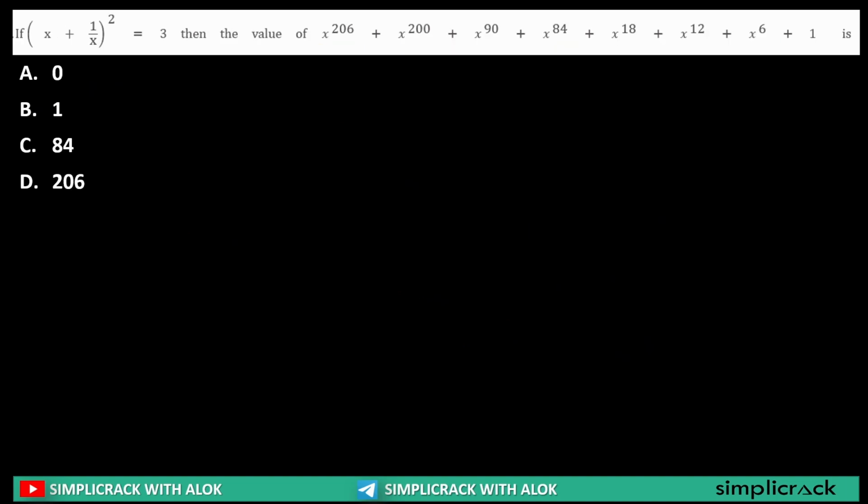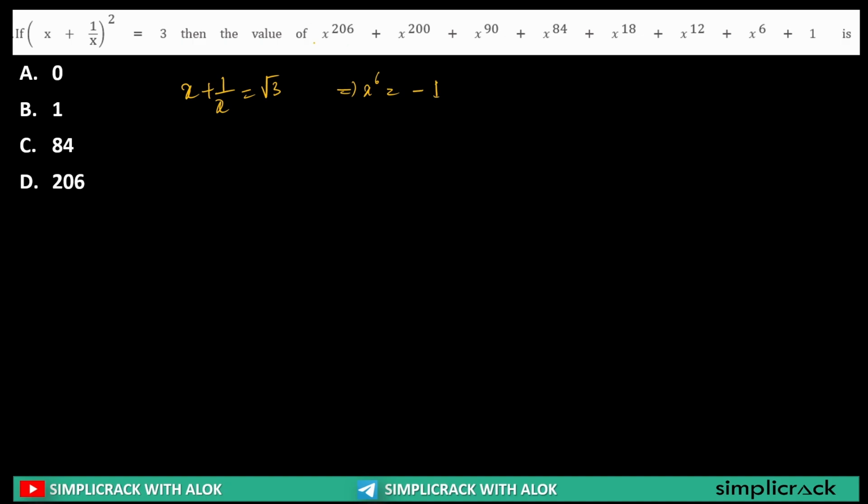See, this is also a trickier question. x plus 1 by x is equal to root 3. If you know x plus 1 by x is equal to root 3, then x to the power 6 will be minus 1. x to the power 6 will be minus 1.